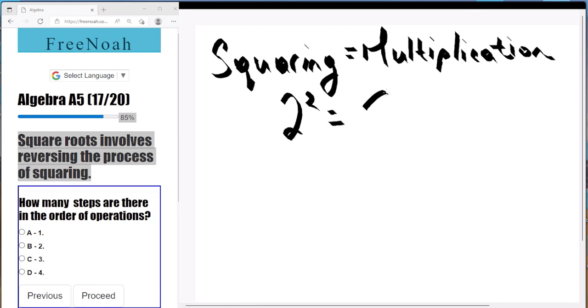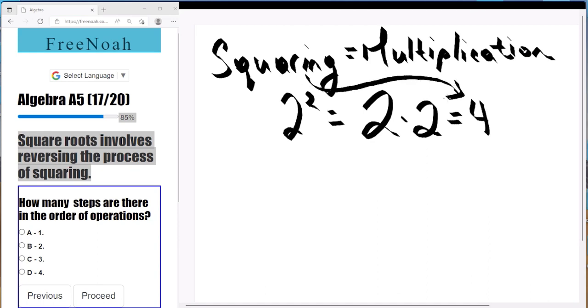So for instance, let's square 2. All right, so 2 to the second power equals 2 times 2, which equals 4. So we just squared a base of 2.